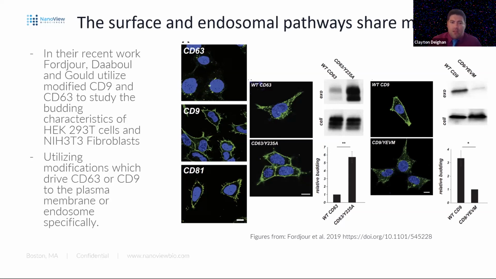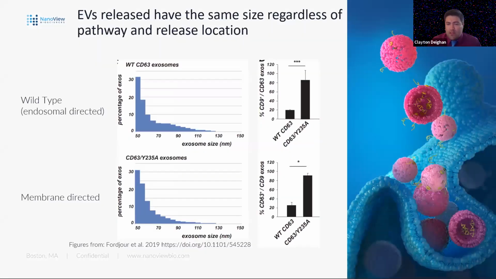If we take the wild type CD63 positive EVs, and we believe that the microvesicles, or those that are budded from the surface, should be bigger, we should be able to use these two cases here to show that wild type CD9 is bigger than CD9YEVM, and that CD63Y235A is bigger than the wild type CD63 particles. So what do we get? We actually find they're virtually identical. We see the same distribution with a mode under 55 nanometers for both the wild type endosomal directed on top and the membrane directed on the bottom.